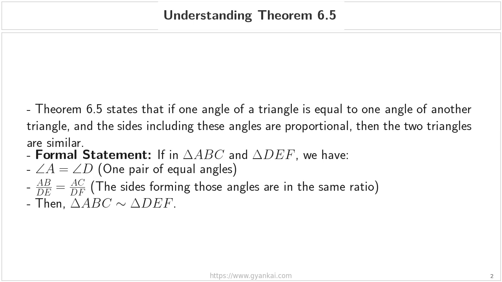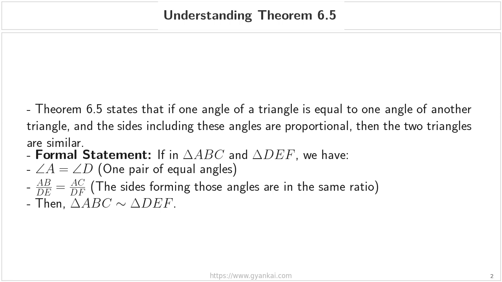Let's look at the formal mathematical statement to see how this looks on paper. Suppose we are looking at triangle ABC and triangle DEF first. We identify our equal angles. We state that angle A equals angle D. This gives us our one pair of equal angles. Next, we look at the sides that form those angles. We need to check the ratio of the first pair of sides to the ratio of the second pair. We write this as side AB divided by side DE equals side AC divided by side DF. As long as these two fractions result in the same value, the sides are proportional.